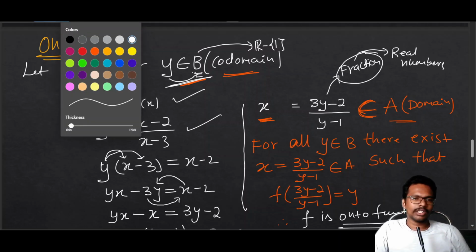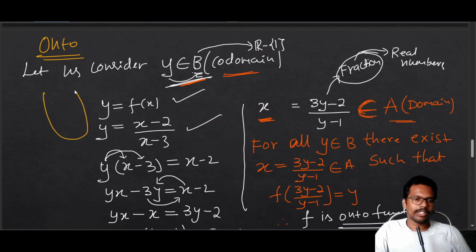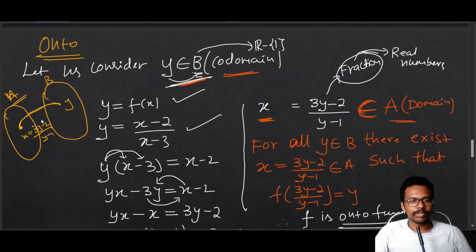It means, see here, so here we have considered y in the codomain, this is B, and this is A. To move from y to here, we got the x value as 3y minus 2 divided by y minus 1. If you substitute this y value here, we will directly reach the x point which belongs to the domain. That type of x we got. So to reach the domain, it is an onto function.